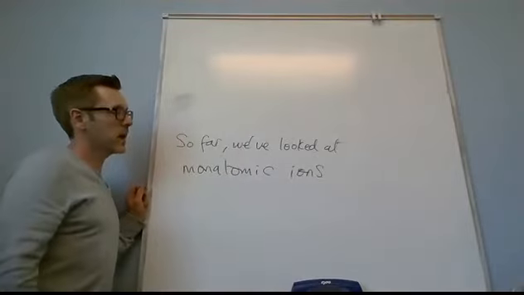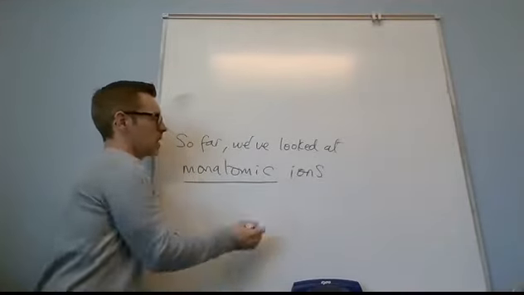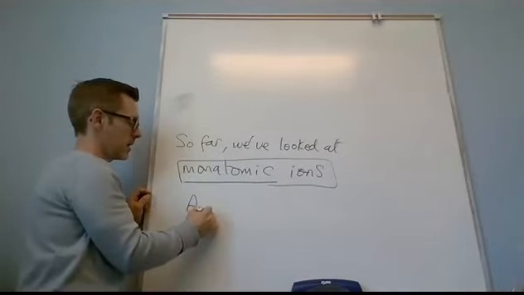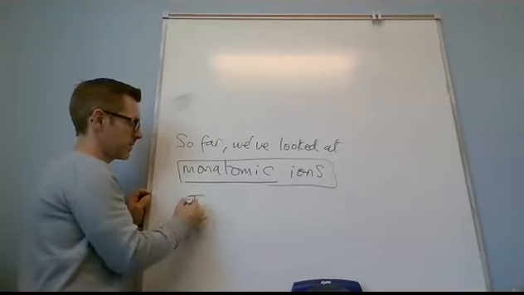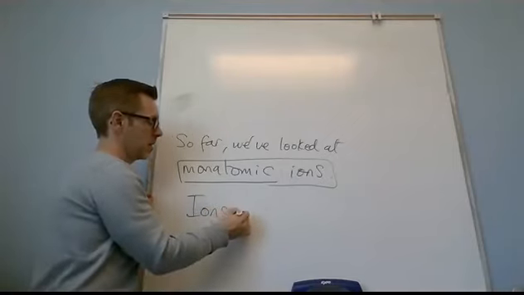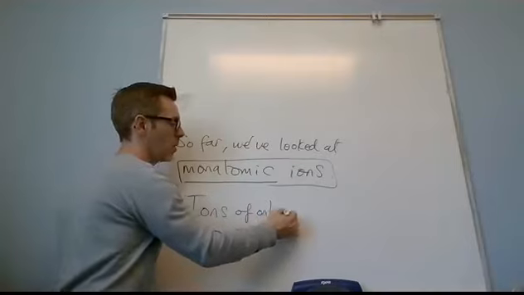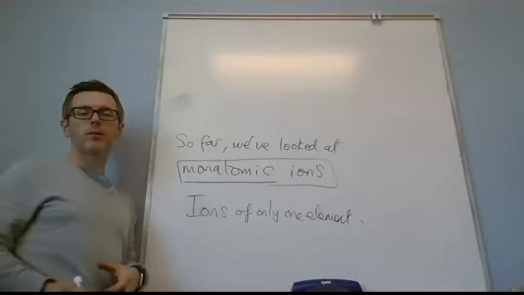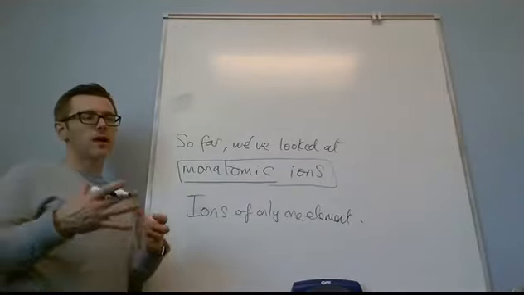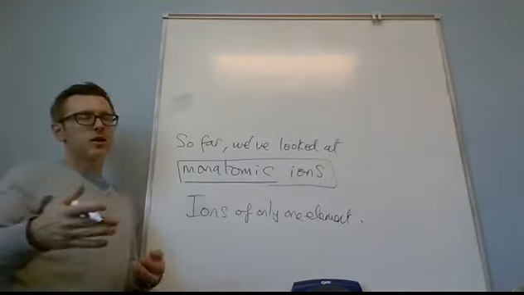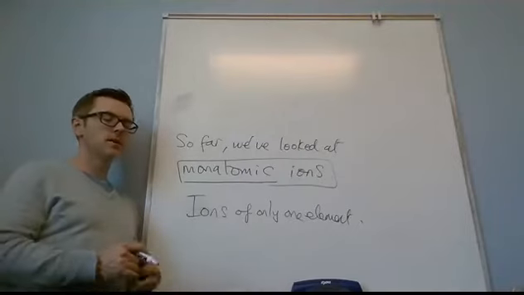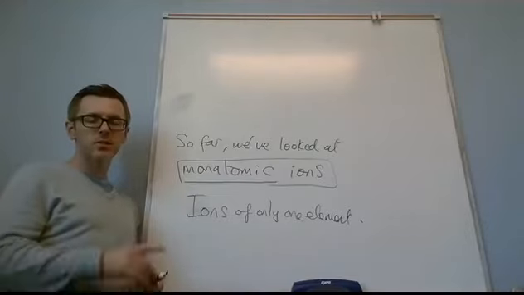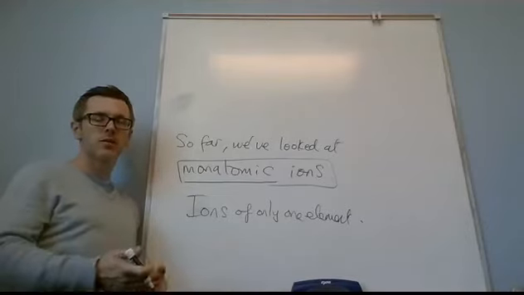So far, we've looked at monatomic ions. So what's a monatomic ion? These are, well, ions of only one element. So for example, chloride is one element with a charge. Sodium plus is one element with a charge. Everything so far, there've been a multiple of charges, but it's only been one element housing that charge.